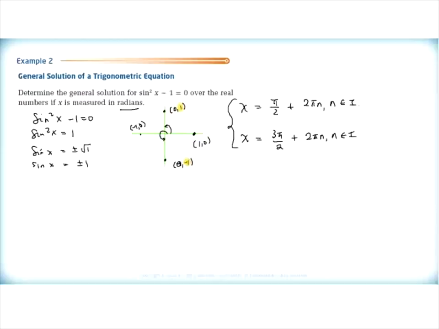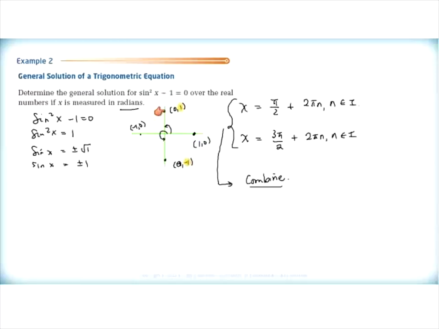There is another way. I can actually combine these 2 solutions into a single solution. And the reason why I can do that is because this answer and this answer, pi over 2 and 3 pi over 2, are separated by pi. Pi over 2 plus pi will give me 3 pi over 2. If I add pi again, I'll get another answer. If I continue to add pi, I'll get the next answer. Add pi, add pi, add pi. If I continue to add pi to pi over 2, I will continue to get answers.